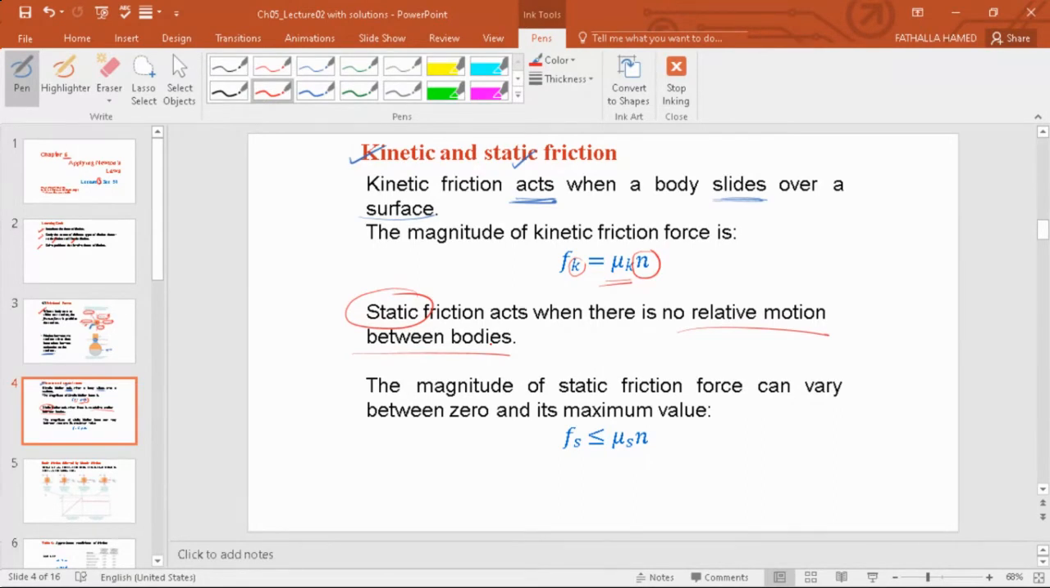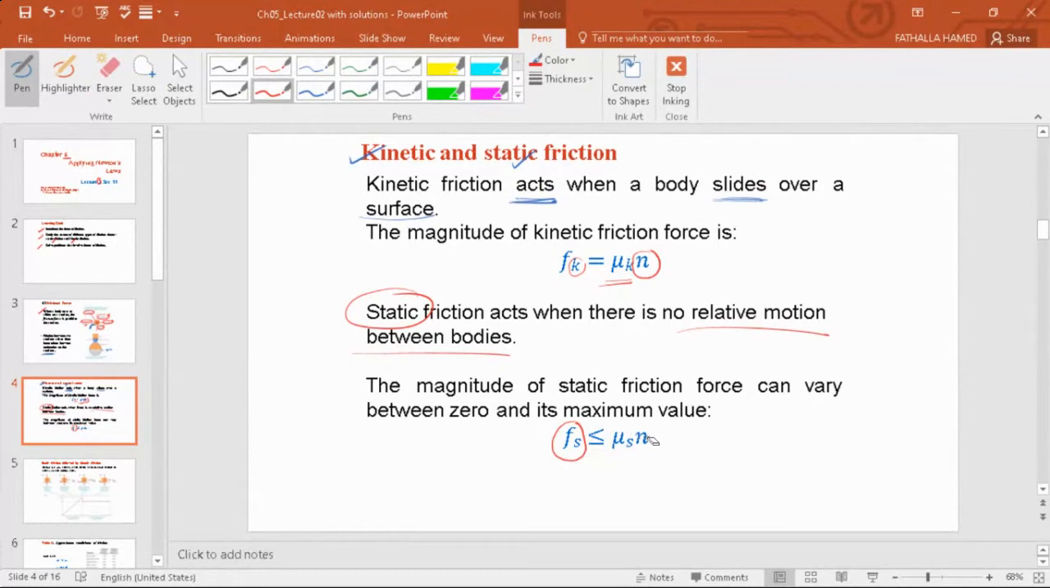And in the same way, static friction is related to the normal force by a coefficient that we call µs. But we say here that the static friction is less than or equal to µs times the normal force.